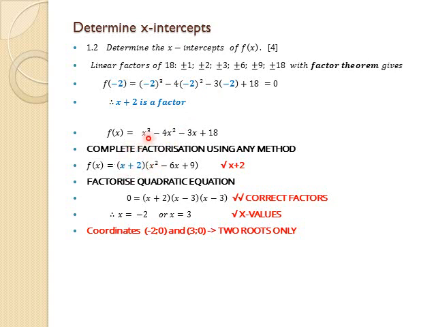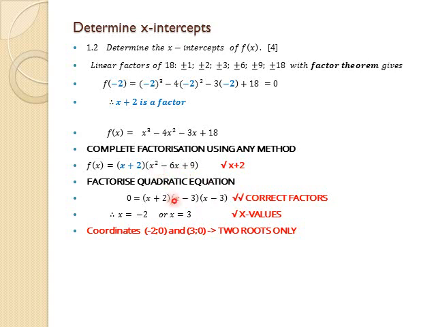So if I factorize, I have x plus 2. x times x squared gives me x cubed. Positive 2 times positive 9 gives me 18. 2 times x squared gives me 2x squared. I need to get to minus 4x squared, so minus 6 times x squared gives me minus 6x squared, plus 2x squared gives me minus 4x squared. So 1 mark for x plus 2.